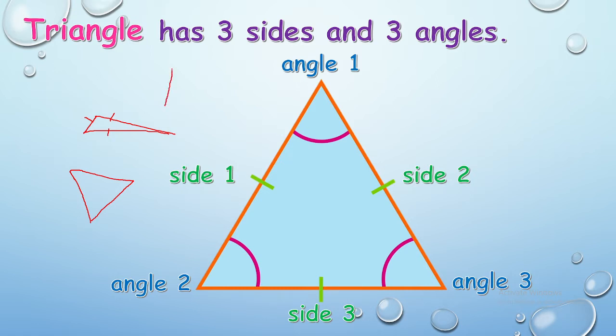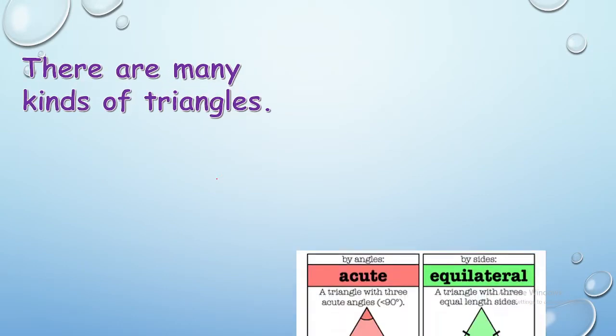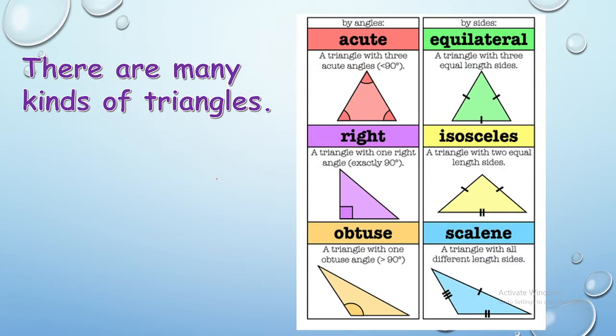Or maybe you see something like this. This one is still a triangle. Even if some sides are longer and others are shorter, they are still triangles. Even if one side is straight and the others are not, that is still a triangle, as long as when you count the sides, you see three sides, and when you count the angles, you see three angles. There are many kinds of triangles just like these. Never mind the names. We don't have to study the names yet.